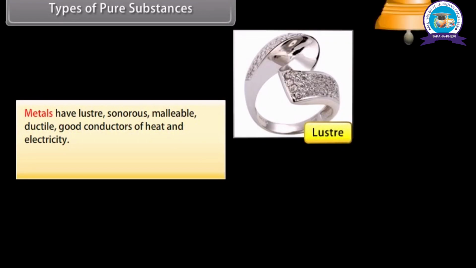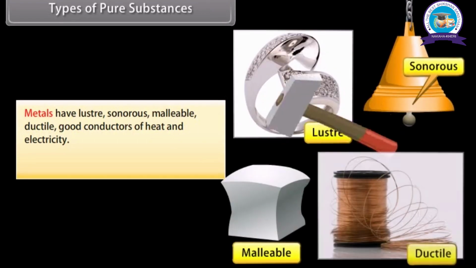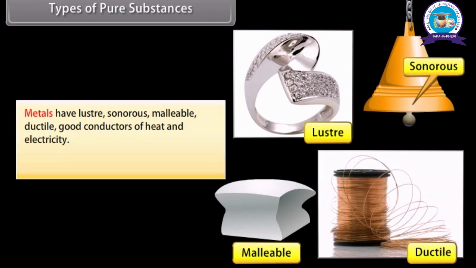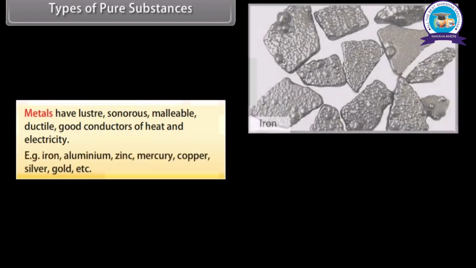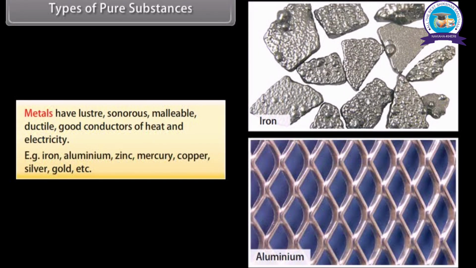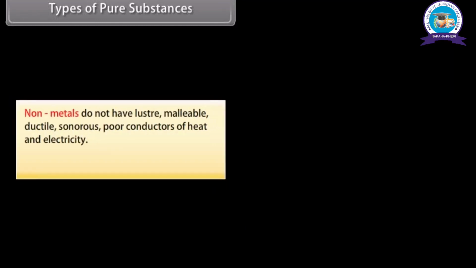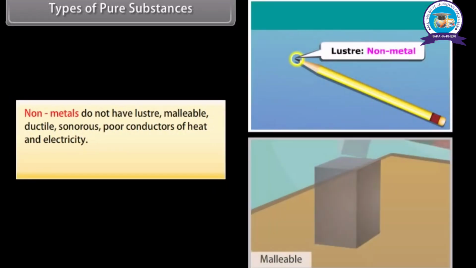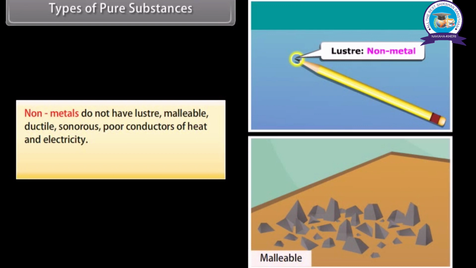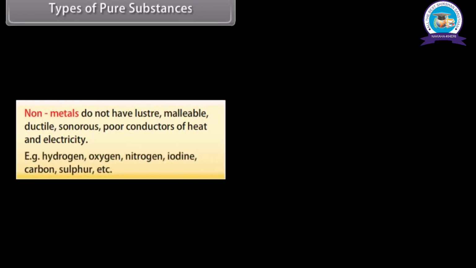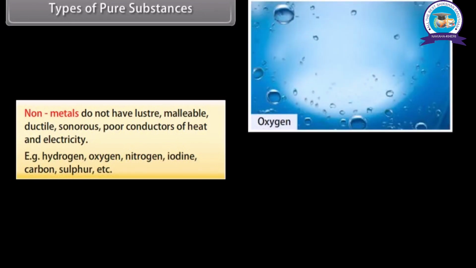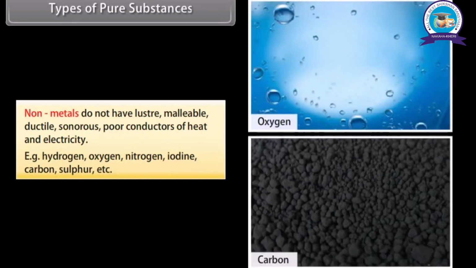Metals have luster, are sonorous, malleable, ductile, and good conductors of heat and electricity. Example: iron, aluminium, zinc, mercury, copper, silver, gold, etc. Non-metals do not have luster, malleability, ductility or sonorousness, and are poor conductors of heat and electricity. For example, hydrogen, oxygen, nitrogen, iodine, carbon, sulfur, etc.